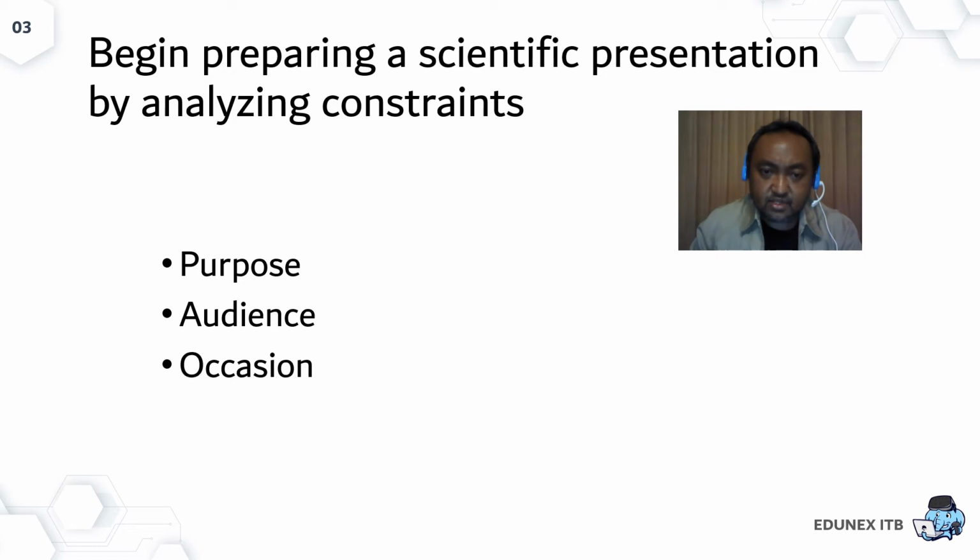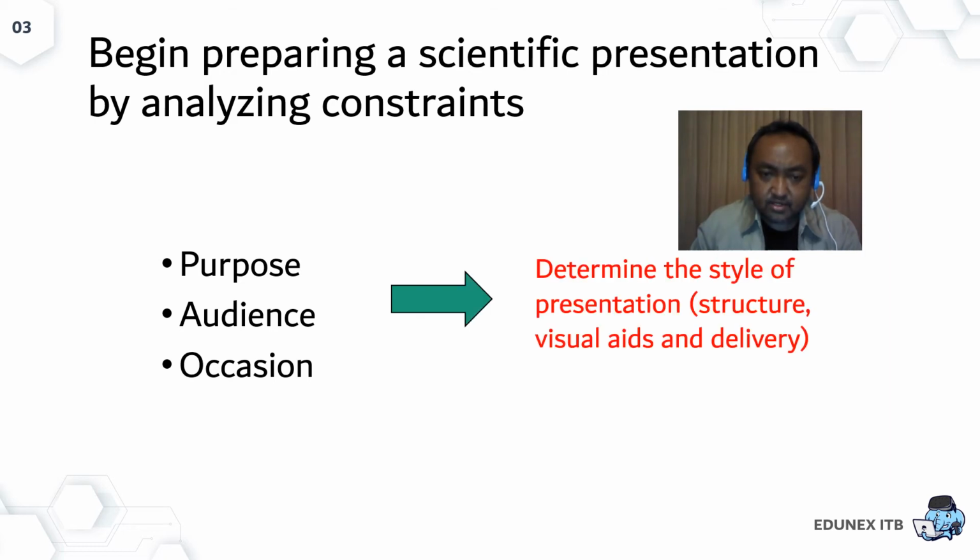So these three parts will determine the style of presentation in terms of the structure, visual aid, and delivery that you must do during your presentation, because it will be a different approach when you talk about science to a novice level audience, and it will be different with an audience where most of them are experts.